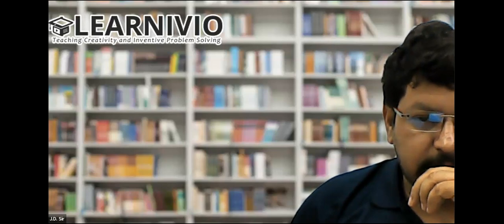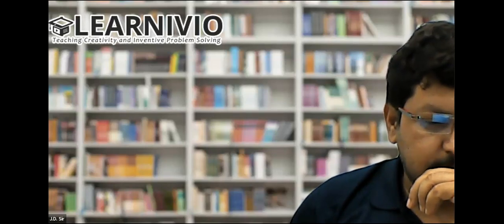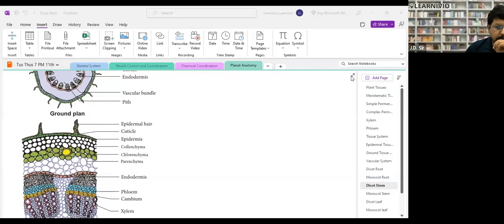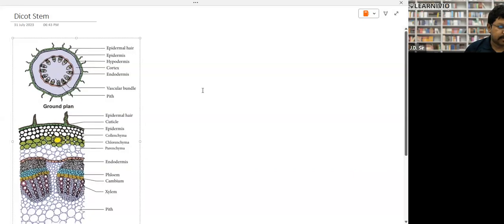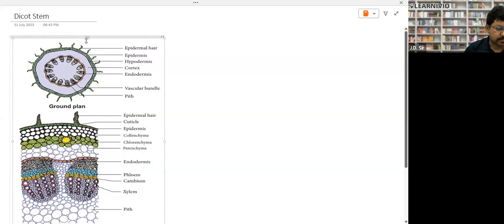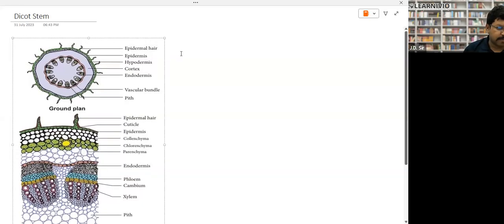We'll start in the next class, but let me first show you what the diagram is. This is the dicot stem, right? This is the diagram of the dicot stem. The outermost layer has epidermal hair. Epidermis is there, hypodermis is there, then cortex, then endodermis. Inside the endodermis, there are vascular bundles, and the vascular bundles are collateral over here.